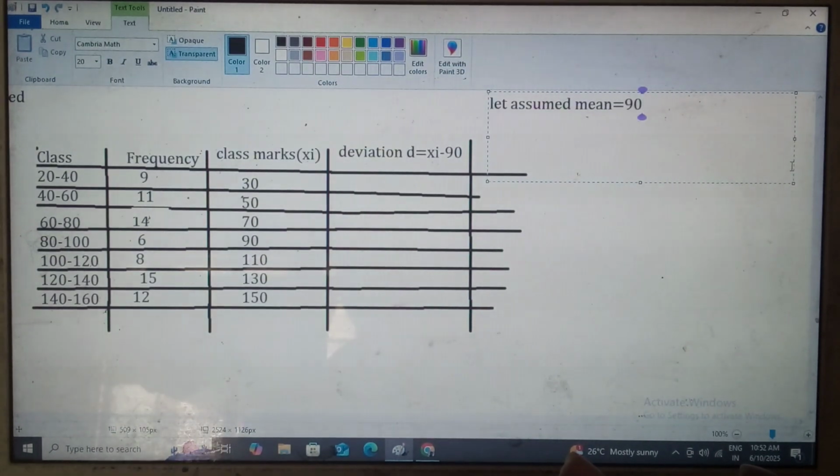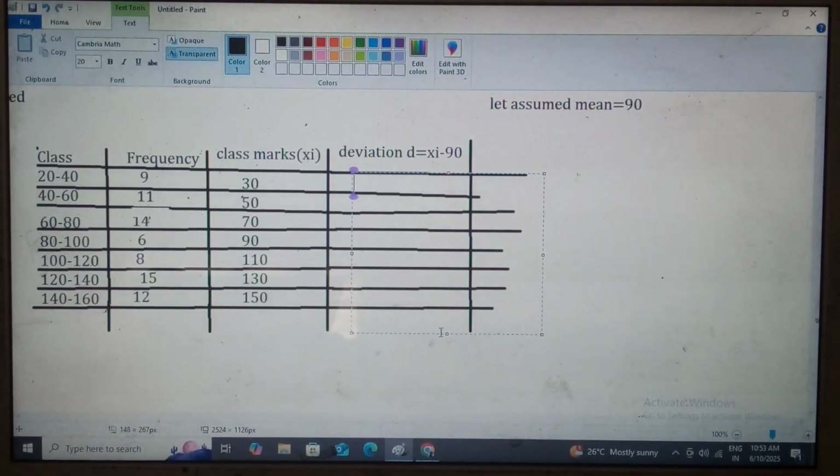Now deviation is equal to x of i minus 90, x of i minus the assumed mean. So here we consider the assumed mean to be 90. Now x of i is the class mark. So deviation is equal to class mark minus assumed mean, which we have taken to be 90. The first deviation will be 30 minus 90, that we get as minus 60.